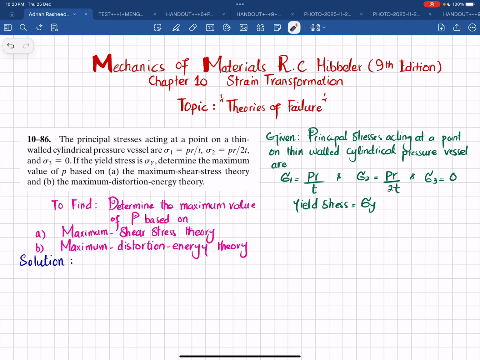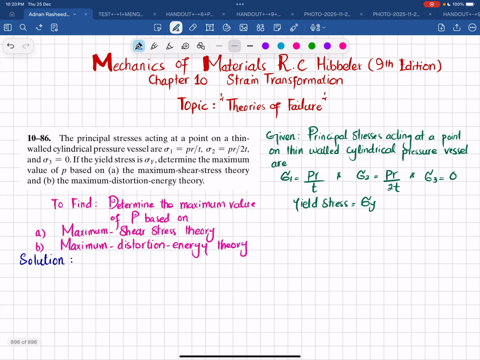So the statement is: the principal stresses acting at a point on a thin walled cylinder pressure vessel are sigma 1 equal to PR divided by T, sigma 2 equal to PR divided by 2T, and sigma 3 equal to 0. If the yield stress is sigma y, determine the maximum value of P based on the maximum shear stress theory, and in part B you have to find P using the maximum distortion energy theory. So let's start with the solution.